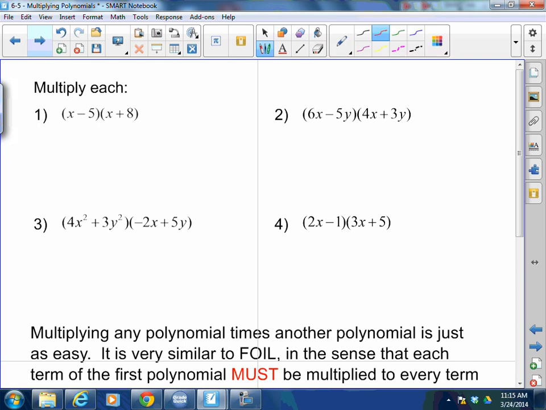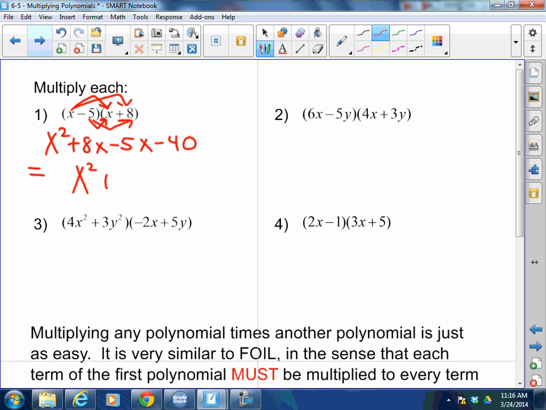I got x minus 5 times x plus 8. The first term gets multiplied to every single term in the second parentheses. So what's x times x? X squared. X times 8? 8x. Negative 5 times x? Negative 5x. Beautiful. Negative 5 times 8? Beautiful. Combine like terms and it equals x squared plus 3x minus 40.